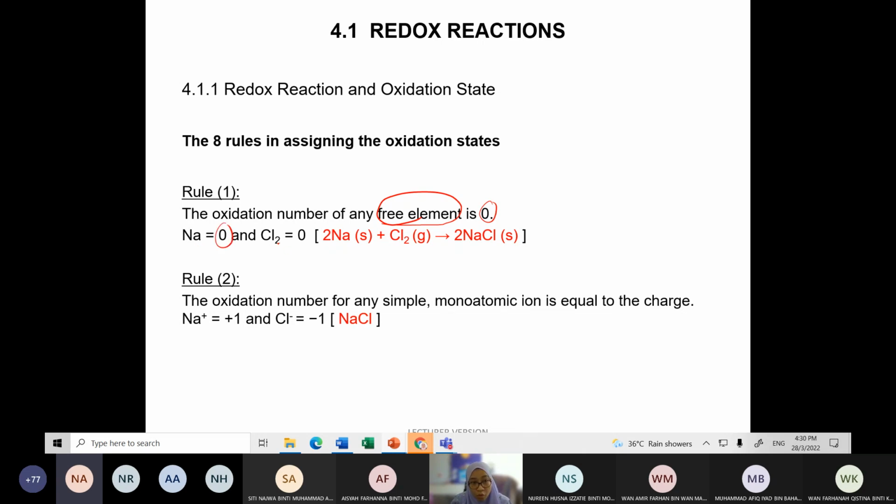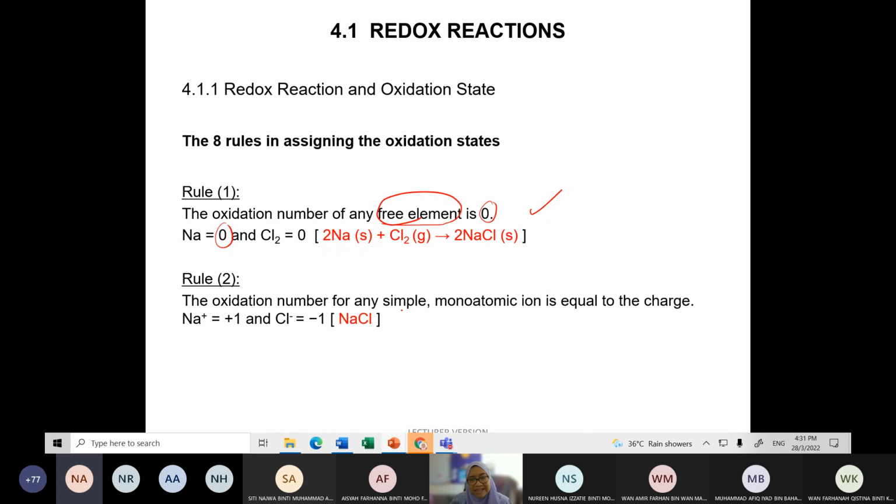Okay, chlorine on the other hand, it is a molecule, right? But as long as it is not in ionic state, the oxidation state is equal to 0. Okay, so sodium atom is 0, chlorine molecule is also 0. Ini kita tahu. This one we are already familiar with. Okay, and then rule 2.